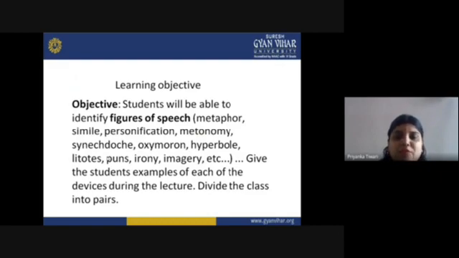With the help of figures of speech, we can compare many sentences and many thoughts in English literature. Simile, personification, and all these figures of speech are very important. We can give the students examples of each of the devices. During the lecture, divide the class into pairs.